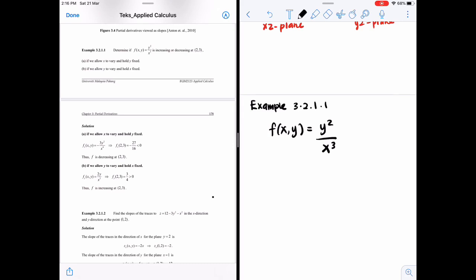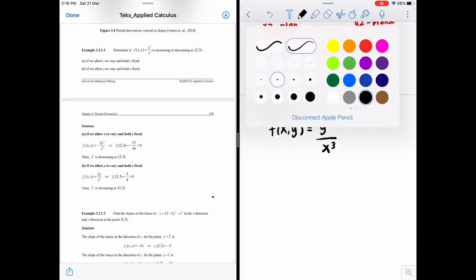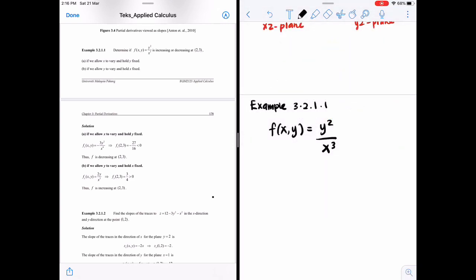Okay, so for question A, we have been asked to check whether the function is increasing or decreasing if we allow x to vary and hold y fixed, meaning that we need to find the partial derivative of f with respect to x and consider y as a constant. So what we need to find here is the partial derivative of f with respect to x.